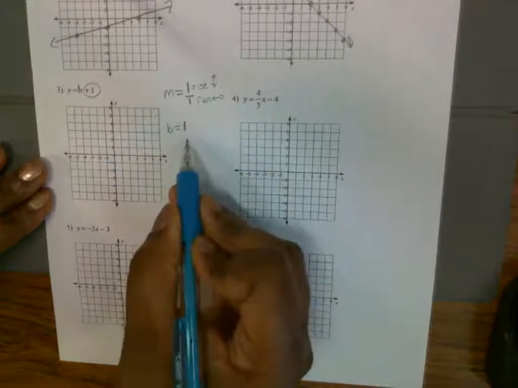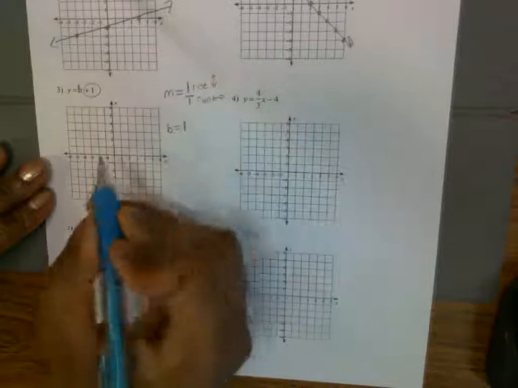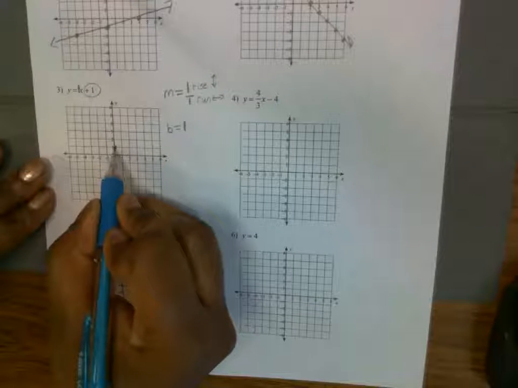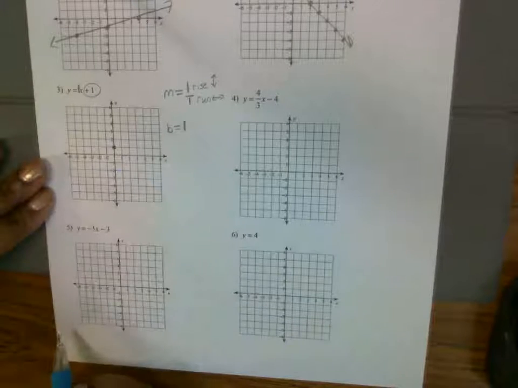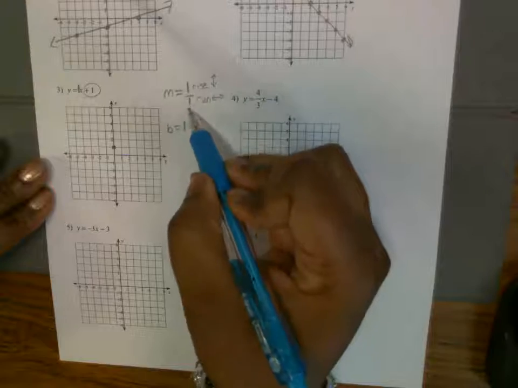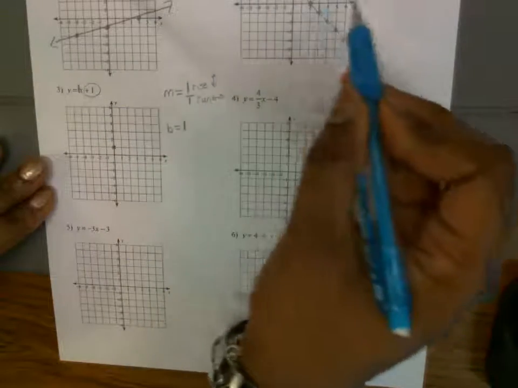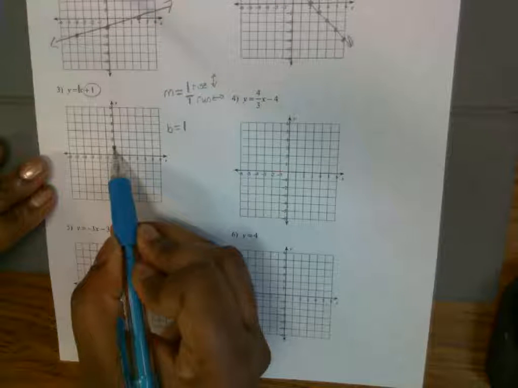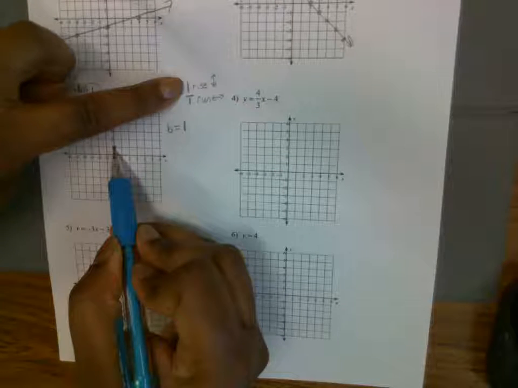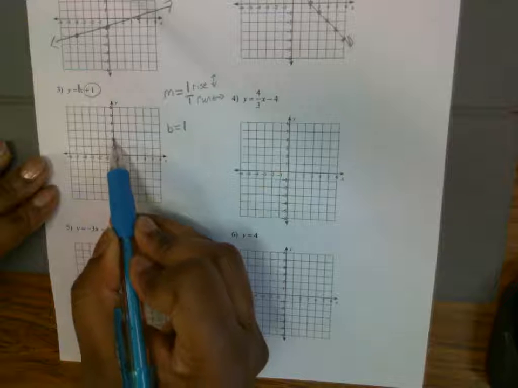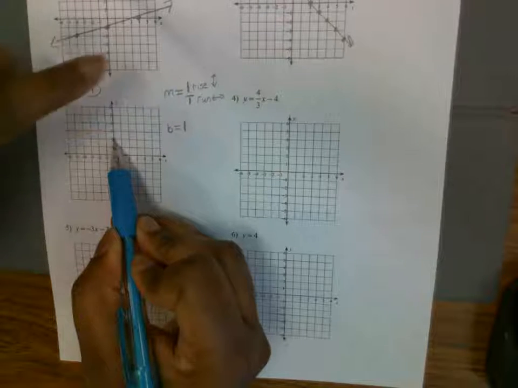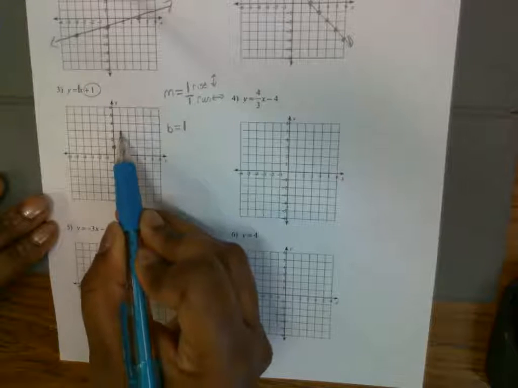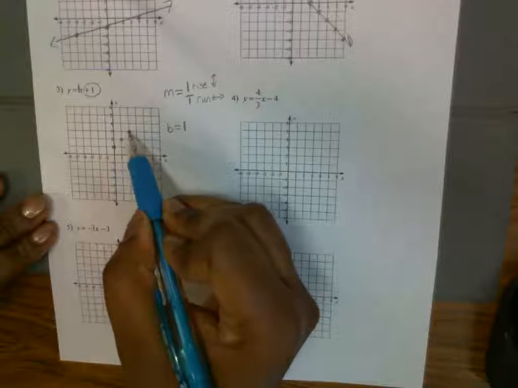I'm going to find +1 on the y-axis. +1 on the y-axis is right here, so this is where I start. Now I'm going to use rise over run to put other points on the line, just like I did in the previous examples. I start here at this point. Since my rise is +1, I go up 1. Since my run is +1, I go to the right 1.